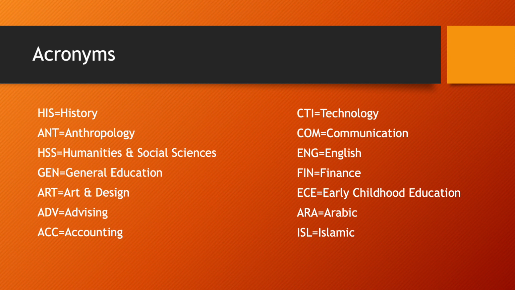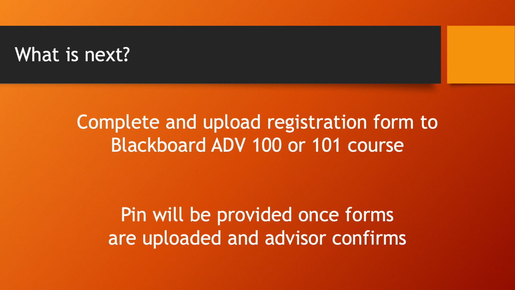There are course numbers that are identical in multiple subjects, so always check the title of the course before adding a course. Once you've completed your form, you can then go and upload it on Advising 100 or the 101 course. Pins will be sent out after forms have been confirmed by the advisor and right before registration.